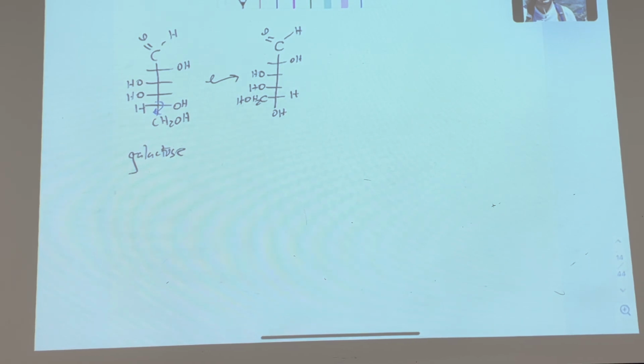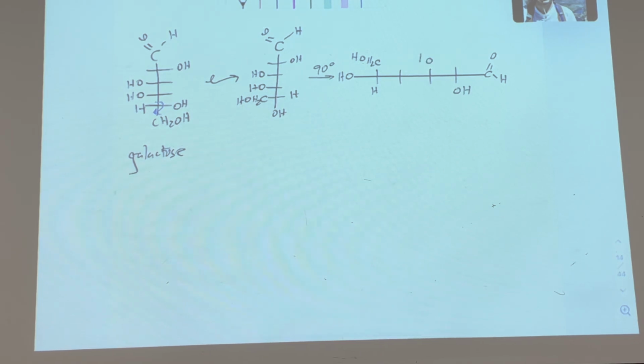All right, so I spun the substituents on the last chiral carbon. Next, rotate 90 degrees clockwise. All right, so my C2 should be down. C3 and 4 should be up.